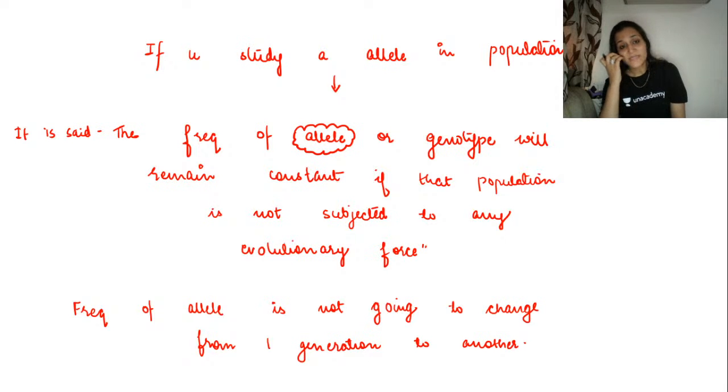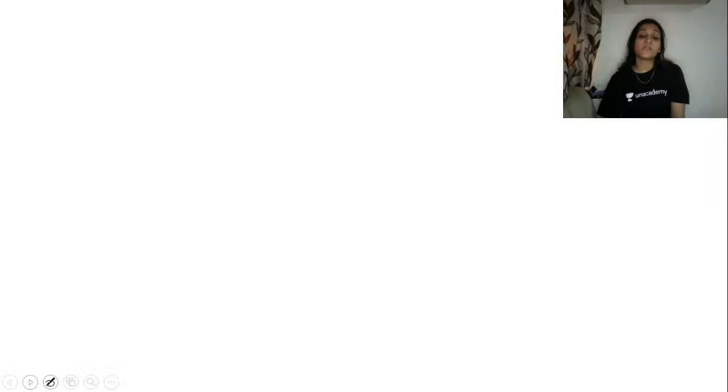Now, to understand the Hardy-Weinberg statement, we need to talk about certain things, and we need to see the numericals based on Hardy-Weinberg law, because they are the most important things which are asked in examination. In examination, they are not going to ask you directly about the statement of Hardy-Weinberg law. But the most important questions which come on Hardy-Weinberg law are the numerical part. So we are going to talk about the numerical part in Hardy-Weinberg's law.